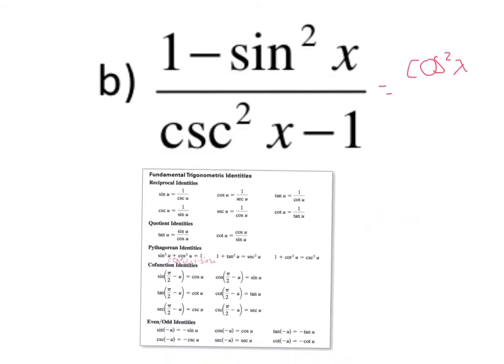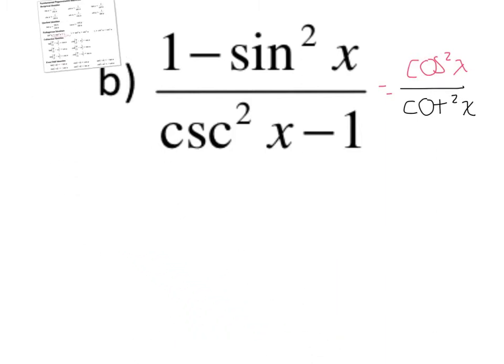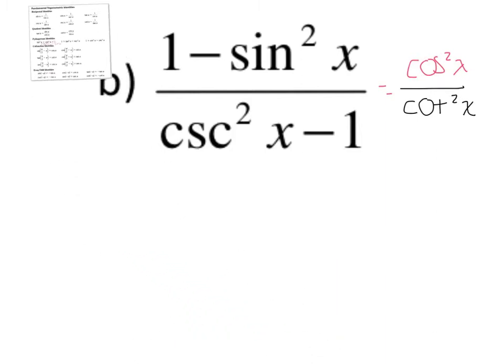Cotangent. So notice that you have to subtract 1 from this Pythagorean identity in order to get this. So this must be equal to cotangent squared x over cotangent squared x. Okay. So now that I have that, let's re-express that over here. We have cosine squared x over cotangent squared x.